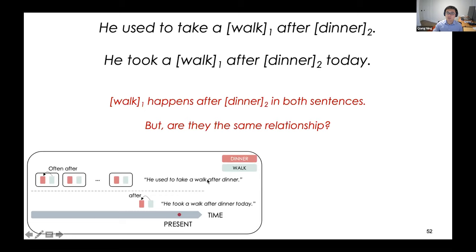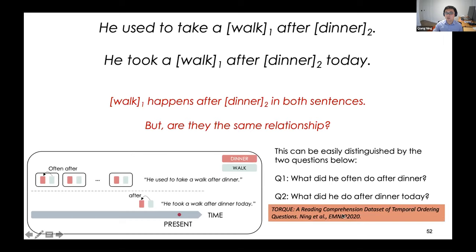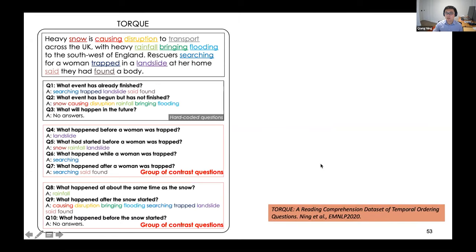But in a recent data set we collected, we show that these phenomena are easily distinguished if we use the QA format. For instance, we can ask, what did he often do after dinner versus what did he do after dinner today? This easily distinguishes between the two phenomena here. This new data set is called TORQUE. It was published in EMNLP 2020 as well. Interested readers can refer to that paper for more details.